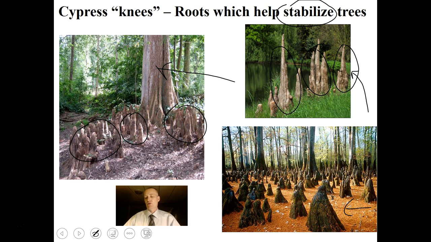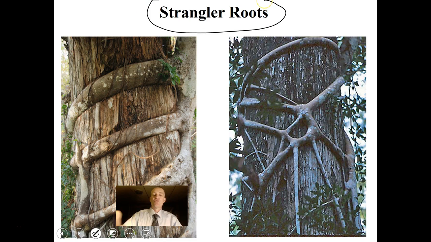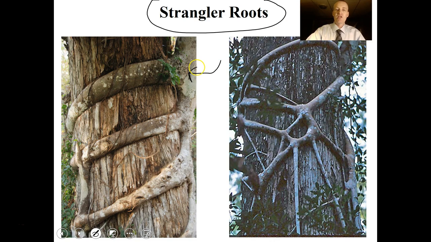There are also strangler roots, and this is a strangler fig right here that you can see growing up this tree. It will parasitize the tree. Eventually, it will choke it off. If you notice, the vine is choking off the tree, and eventually the tree will die. And the strangler fig will use the carcass of the tree to grow around and anchor itself so it can grow taller and reach the tops where the sunlight is. So that's a strangler fig, and those are strangler roots.